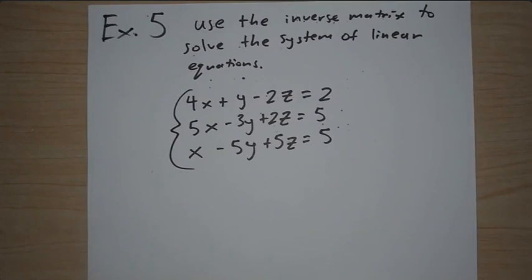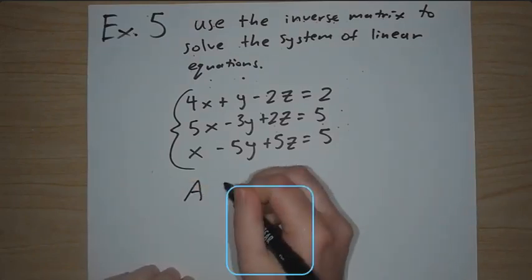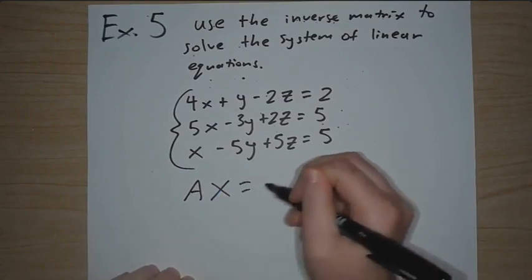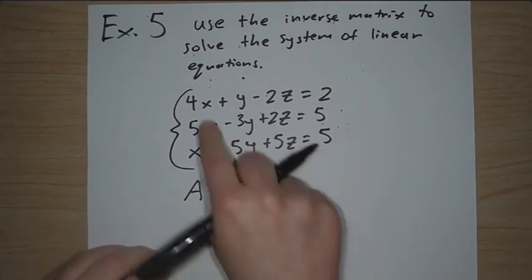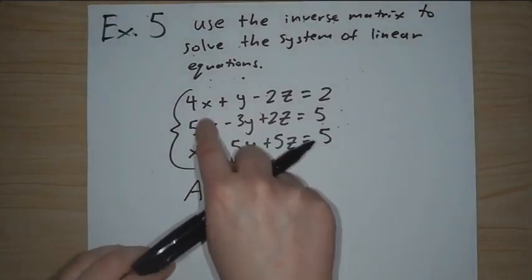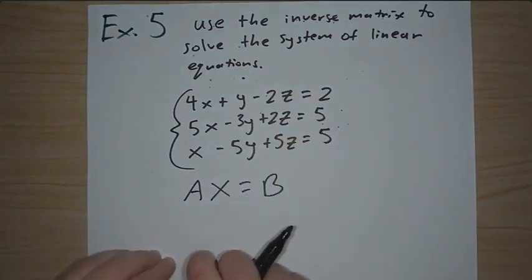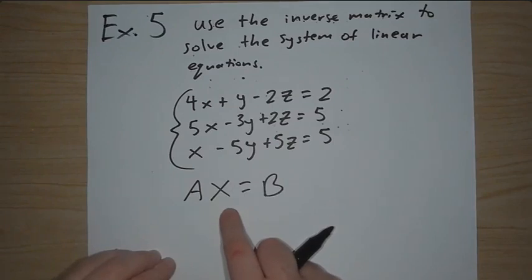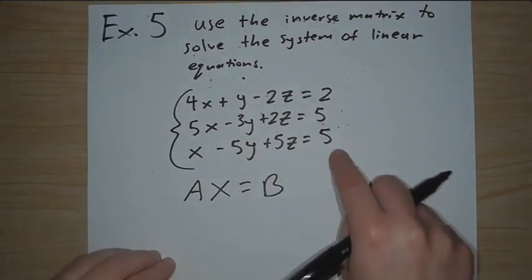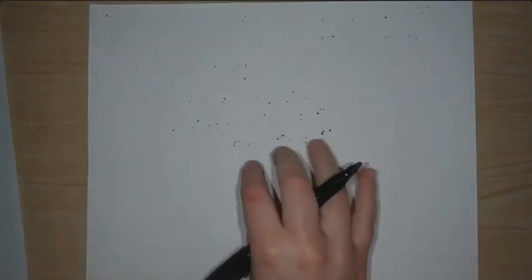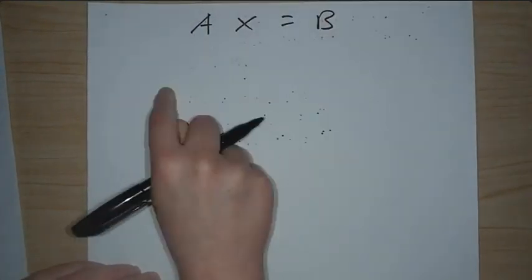So the first thing we need to do is write this in the form of a matrix A times a matrix X is equal to a matrix B. To do that, we're going to take the coefficients of our x's, our y's, and our z's into our A matrix. Then our X matrix is all our variables in a column, our x, y, and z. And our B matrix will be what all of these are equal to. So, writing that out, our AX is equal to B.